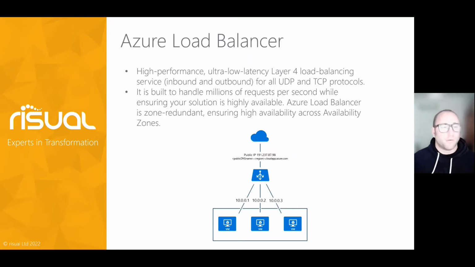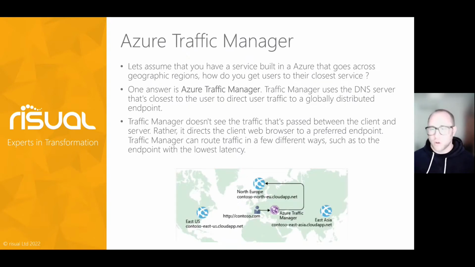So UK South, for example, which has 3 availability zones, you can span your virtual machines and your Azure Load Balancer across multiple zones to give you a little bit of resilience, but it's not a global product in this particular case. You need to hook it in with something like Azure Traffic Manager, which is the global equivalent of the regional product that we just talked about.